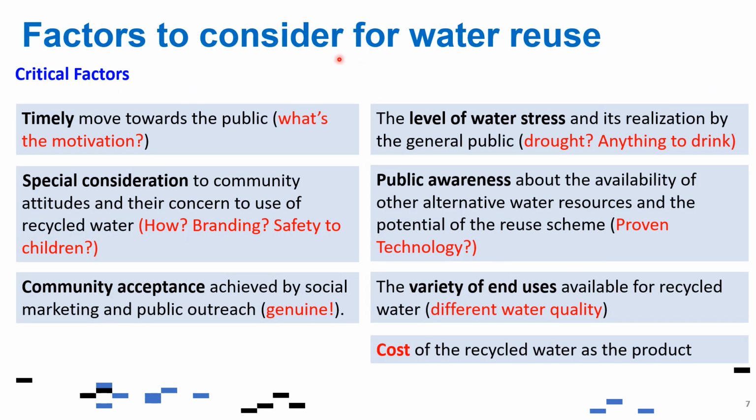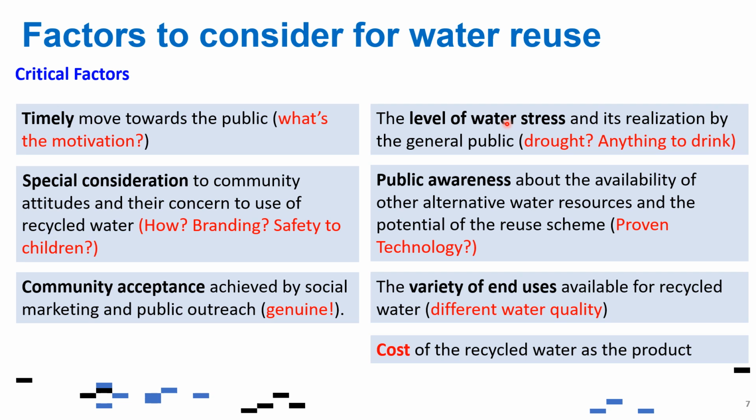Other factors to consider for water reuse is the time of its application, so the timely move towards the public. What's the motivation? If the time is during a drought, then most likely this water reuse project will be accepted by the public. But if you go to the public at a time when water is just overflowing and we have a lot of rain, we don't have problems with water, then that could be another issue in terms of acceptance of the public. This is related to the level of stress, so the time would be perfect for that.